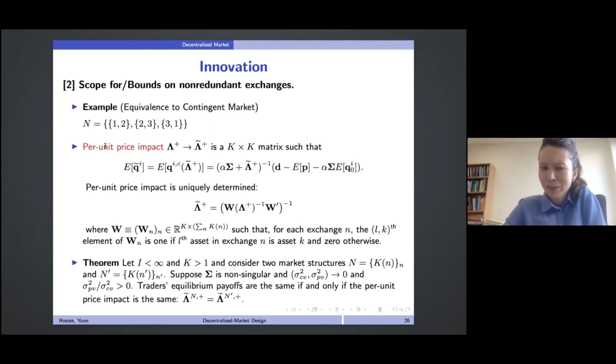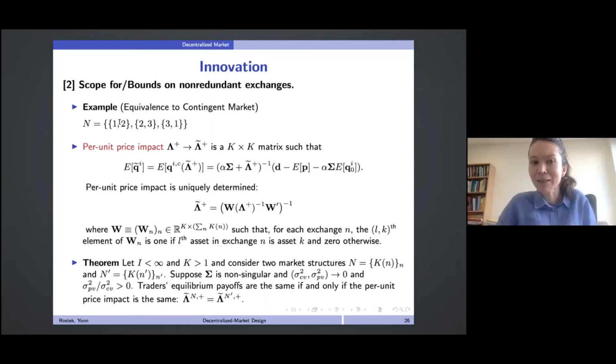Even though this market structure is comprised of multiple exchanges, none of which contains all assets, the equilibrium outcome, so price and trades from the contingent market, is also an equilibrium here. Okay, so we cannot compare the schedules directly, for the same reason why price impacts are generally not going to be useful to compare payoffs across arbitrary market structures. They are defined on different exchanges, they can have different dimensionality, and so on.